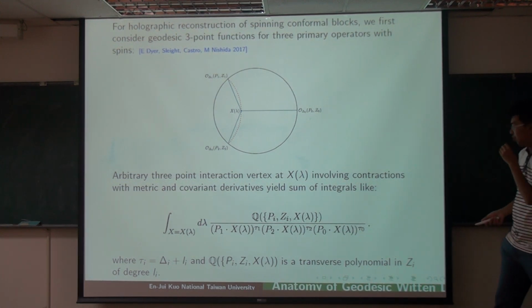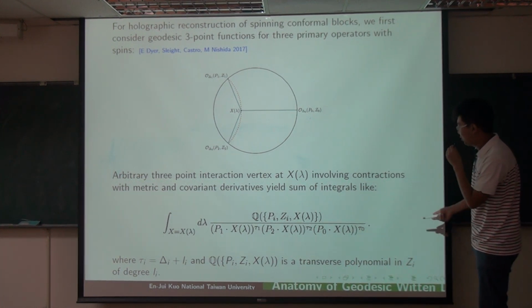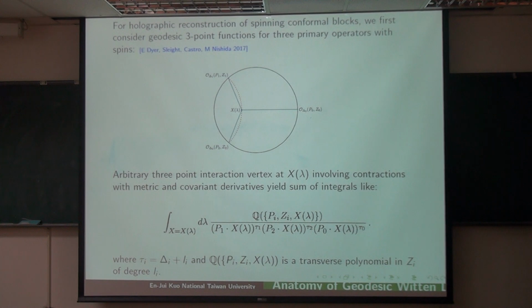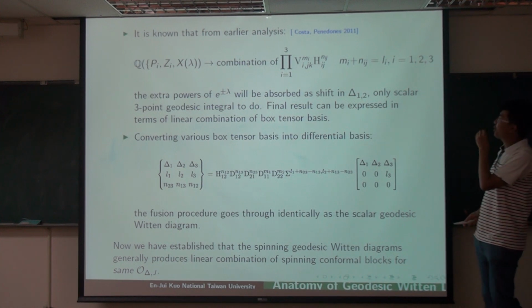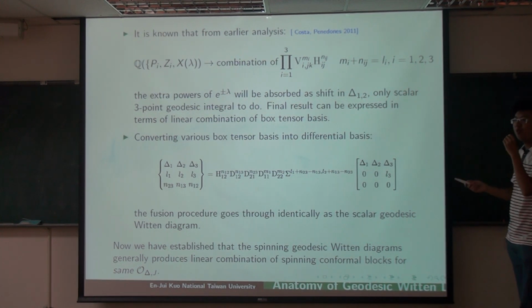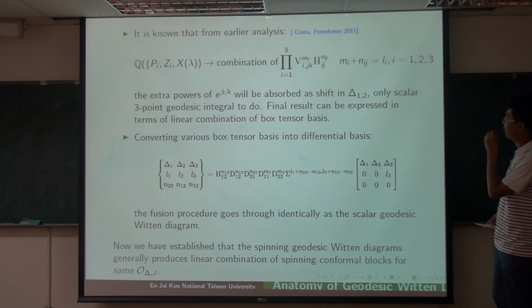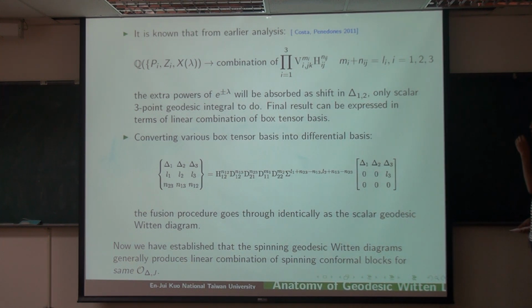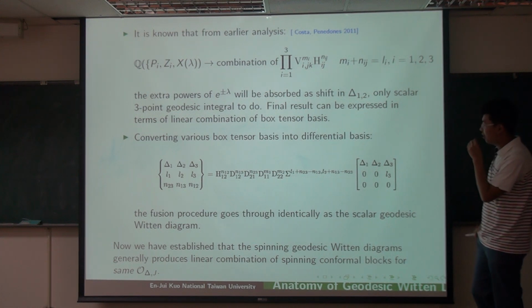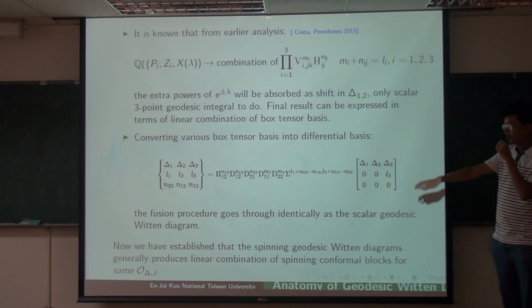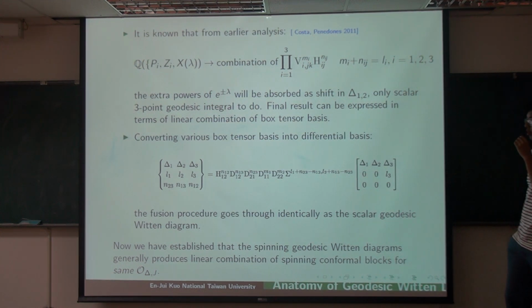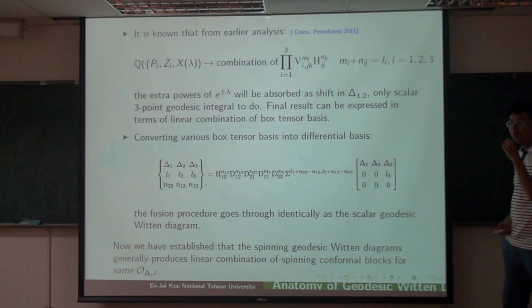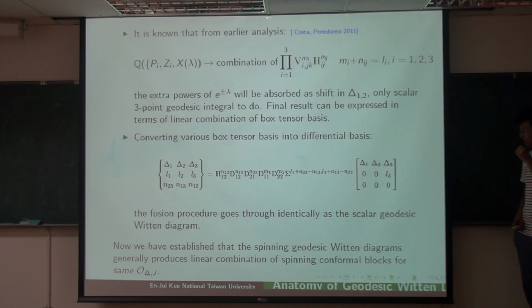So we can prove these results like this. Now the result, this Q is a transverse polynomial in Z. So finally, we can show that this Q is a combination of the correct conformal symmetry structures in the 3-point functions. And so finally, we can just use the previous way of connecting these conformal blocks using some differential operators that only act on P1 and P2 to change it to the external basis. So using this way, we can prove the spinning geodesic Witten diagrams will be the spinning conformal blocks.